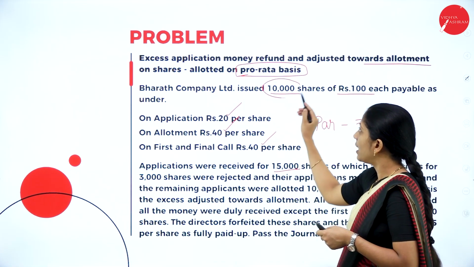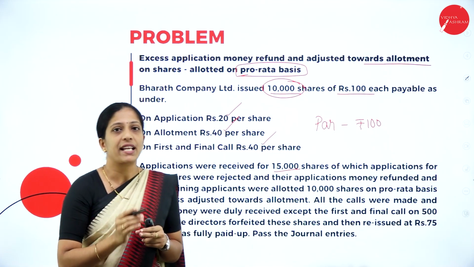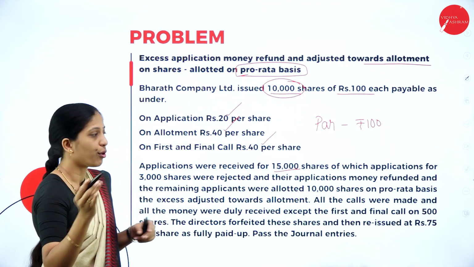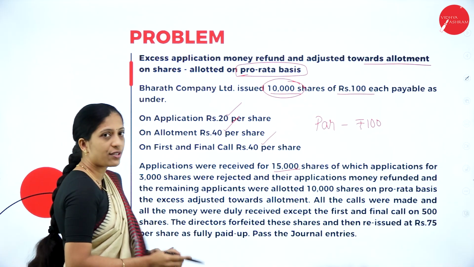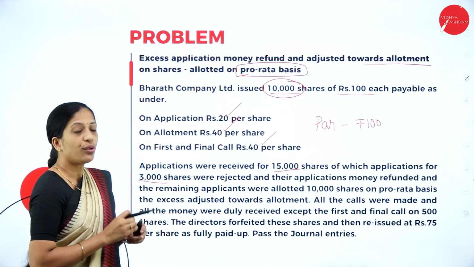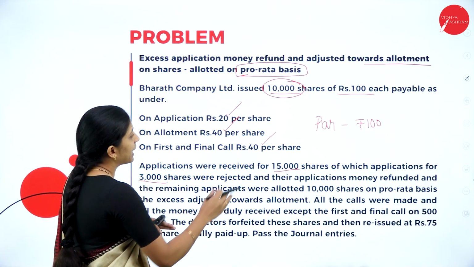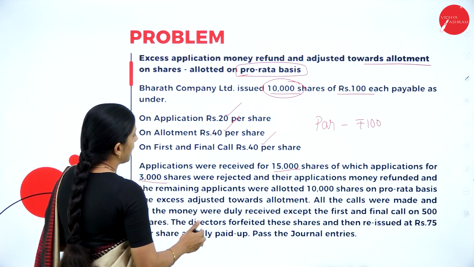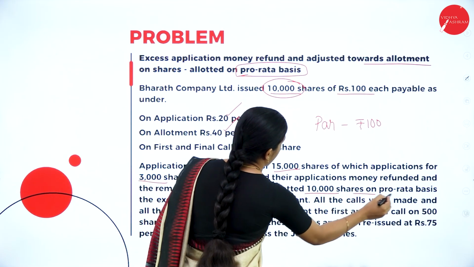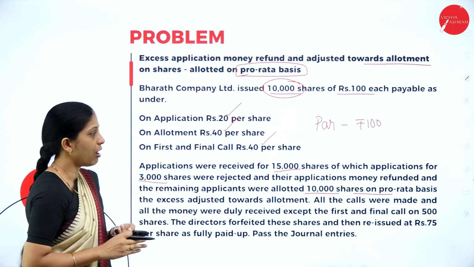Next, applications were received for 15,000. Now, what happens here? 10,000 is actually required for the company, but applications received are 5,000 more, 15,000 shares, of which applications for 3,000 shares were rejected. So we are going to reject those shares, where the application money is refunded, and the remaining applications were allotted 10,000 shares on pro rata basis, the excess adjusted towards allotment.